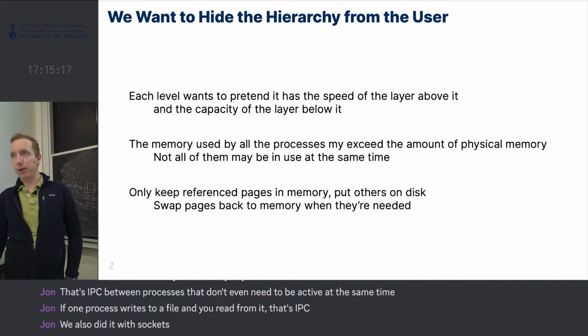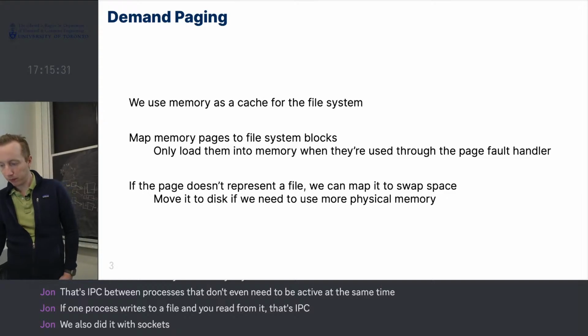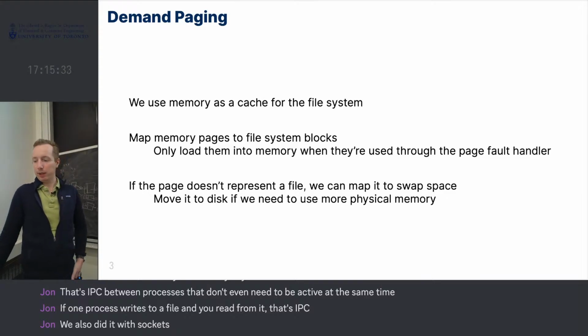You might notice that even if you only have 4 gigs of RAM, you can launch Chrome or something like that, and it uses 10 gigs of RAM, but it's still able to run somehow. That's because it offloads some of that memory to disk. So that's basically what demand paging is.